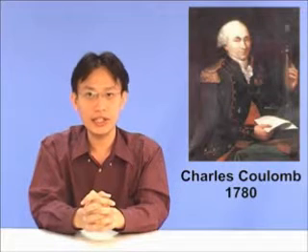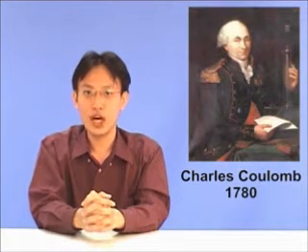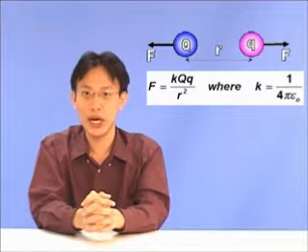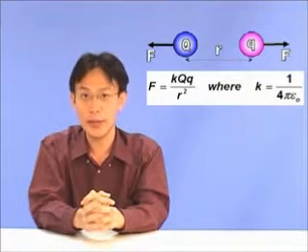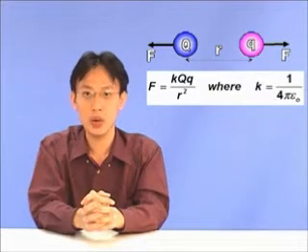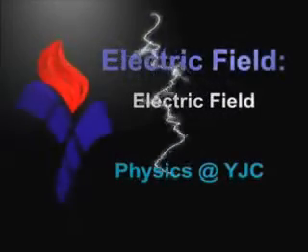In 1780, the French physicist Charles Coulomb concluded that the force between two charged objects is proportional to the magnitude of each charge and inversely proportional to the square of the distance between them. A field is a region where non-contact force is experienced. Electric field is defined as the resultant force per unit positive test charge.